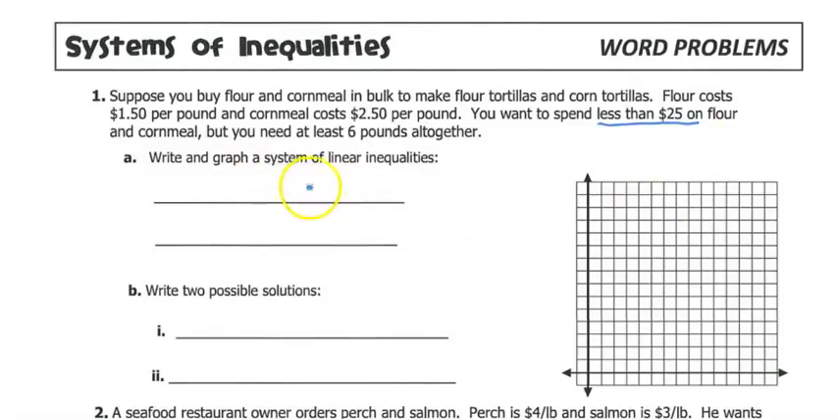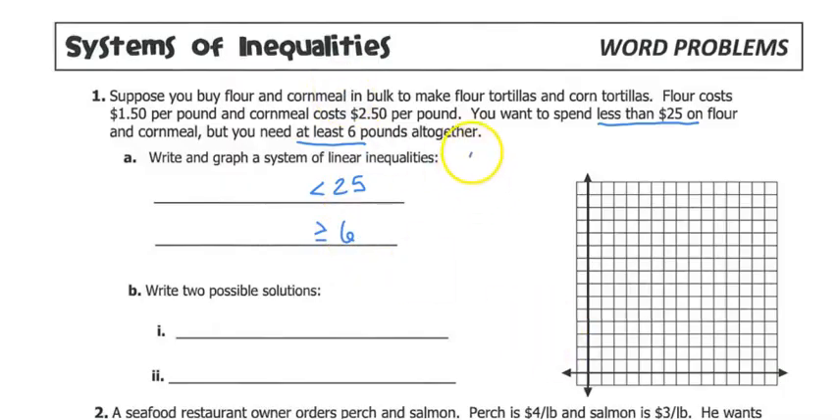So that means one of my inequalities is going to be less than 25. All right, but you need at least 6 pounds altogether. At least means I need 6 or more, so that's going to be greater than or equal to 6.